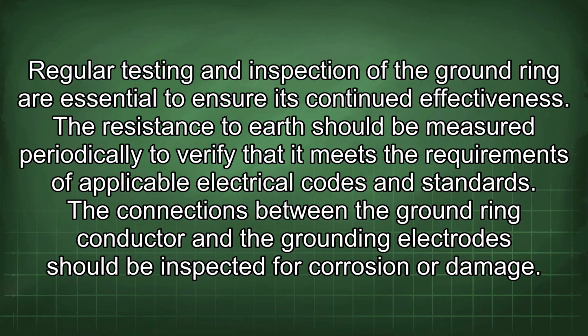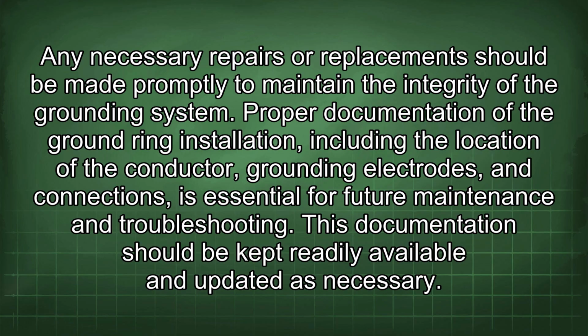Regular testing and inspection of the ground ring are essential to ensure its continued effectiveness. The resistance to earth should be measured periodically to verify that it meets the requirements of applicable electrical codes and standards. The connections between the ground ring conductor and the grounding electrode should be inspected for corrosion or damage. Any necessary repairs or replacements should be made promptly to maintain the integrity of the grounding system.